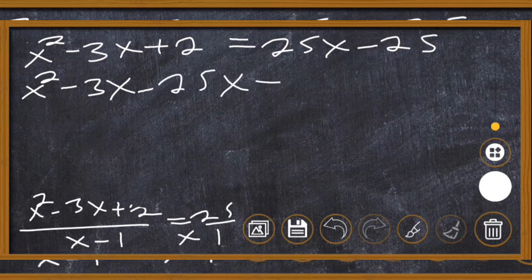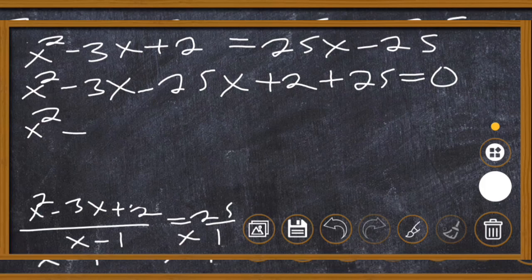Then here we have positive 2. When this negative 25 comes to the left side, it's going to be positive 25. And then here we're going to remain with 0. So let's simplify this. We have x squared minus negative 3x added to negative 25x, it's going to be negative 28x. Then 2 added to 25, it's 27. So we're going to have 27 equals to 0.